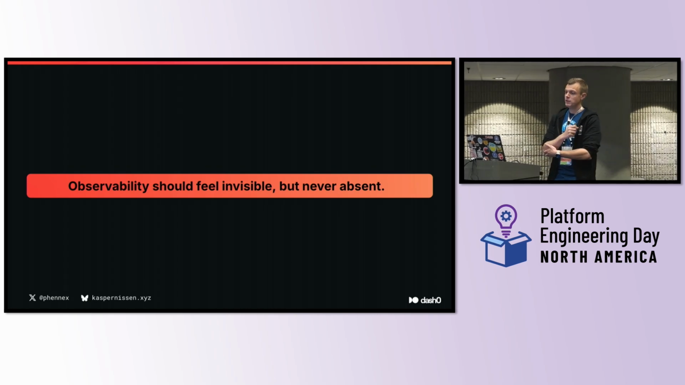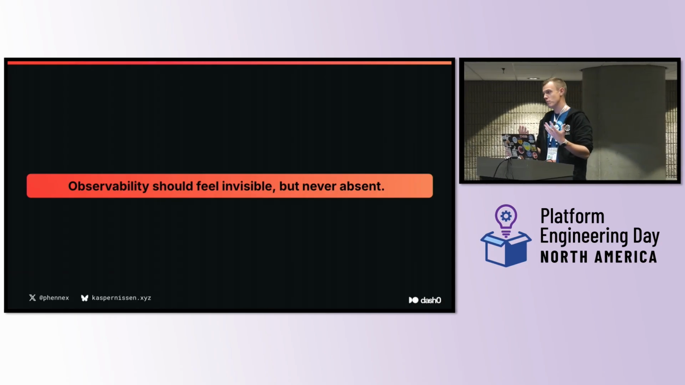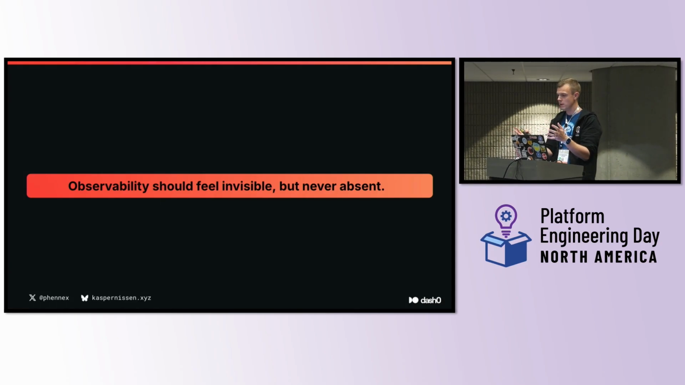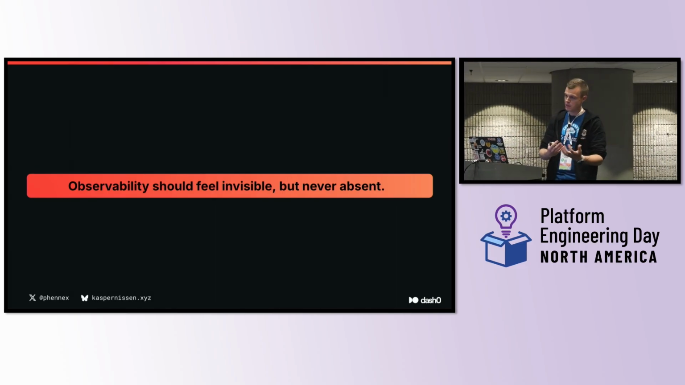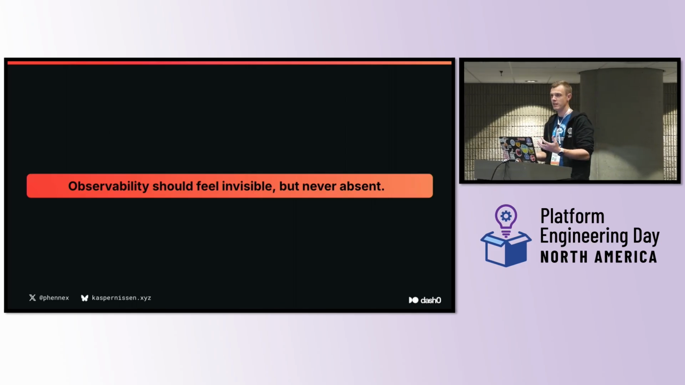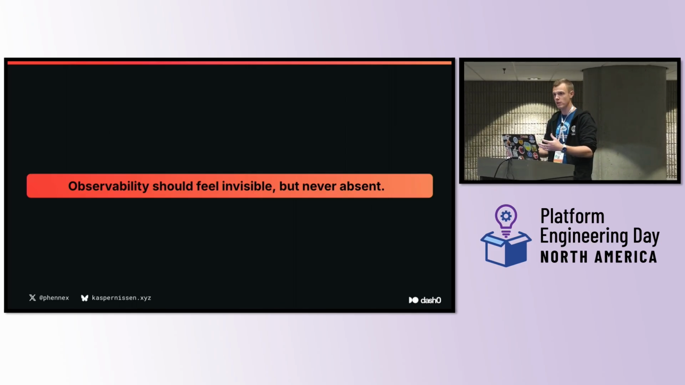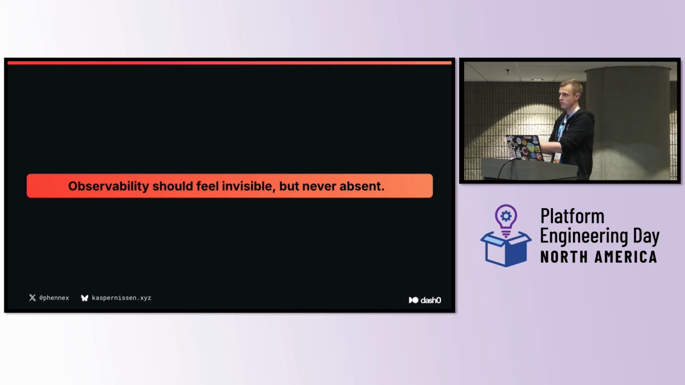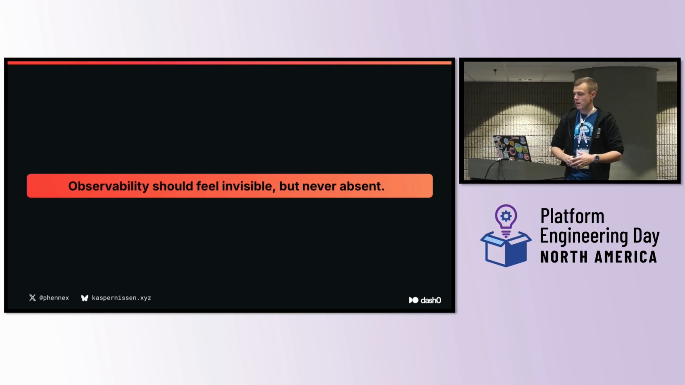And for developers that are coding away, they're in flow, they're doing their thing, I think that observability should feel invisible to them, but it should never be absent. And what I mean by that is that it's like a safety net, so that if something goes wrong, they know exactly where to go and where to fix it and get all the information.